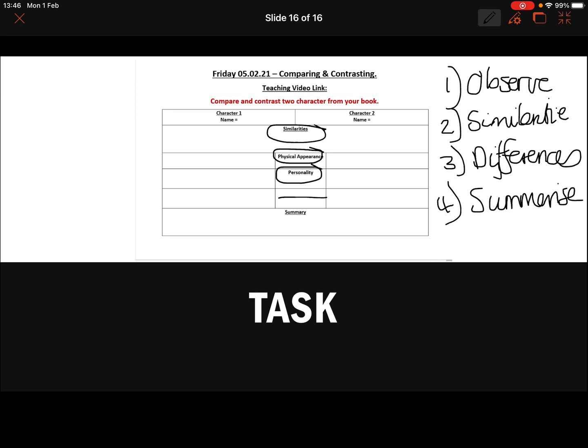Okay, so choose 2 different characters from your story, write their names next to character 1, character 2, observe them, think about them, write their similarities, write their differences, and then summarise that into one sentence.